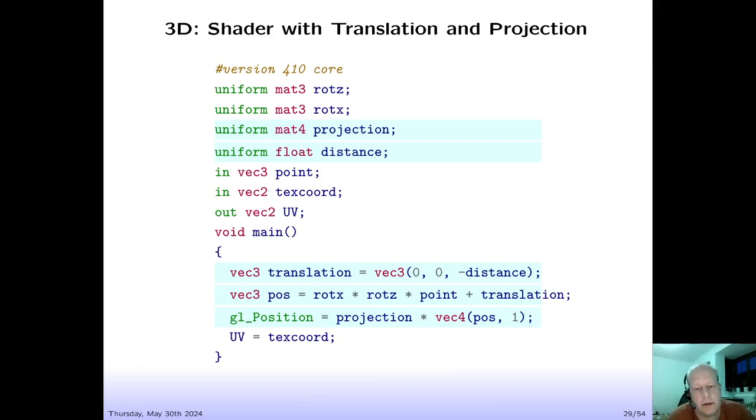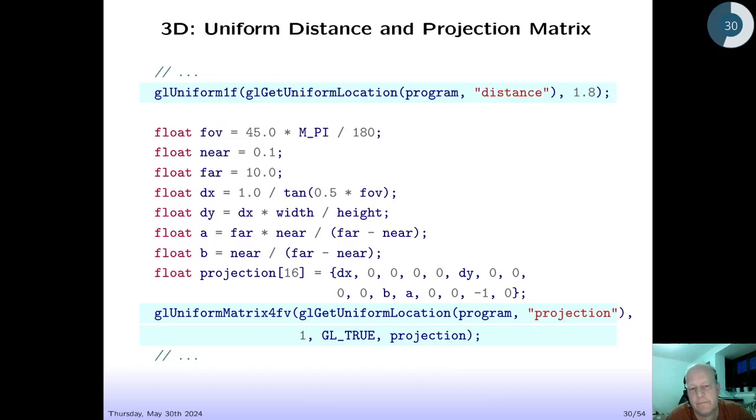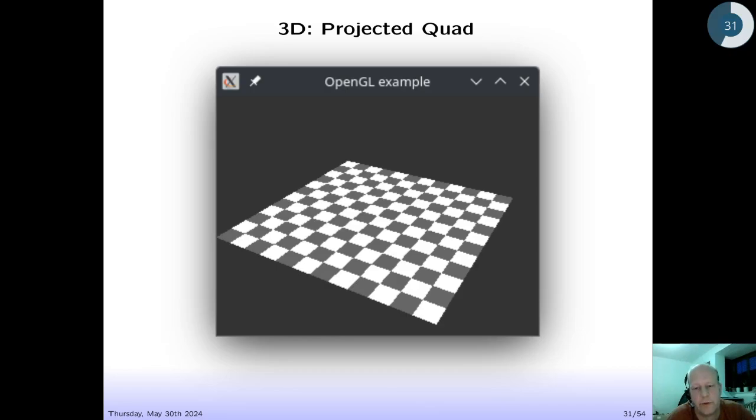Then we multiply that with the projection matrix, and that's assigned to gl_Position, the projected coordinates. And as usual, we pass through the texture coordinates. The math from two slides ago is implemented like this. And glUniformMatrix4fv is used to pass the matrix to OpenGL again. And then the result looks like this. So now this is proper projective graphics.